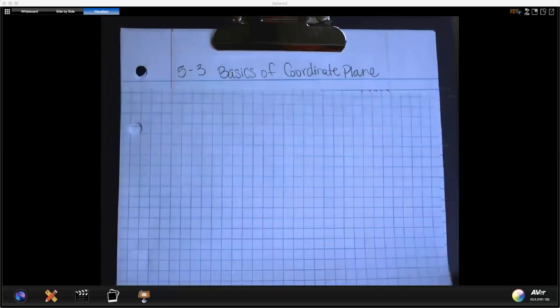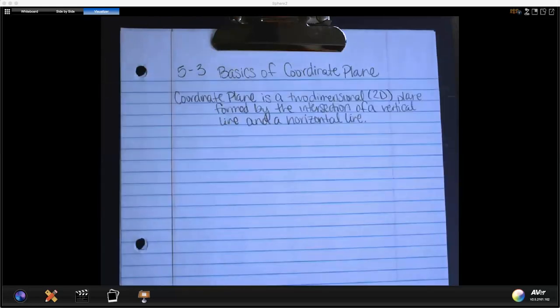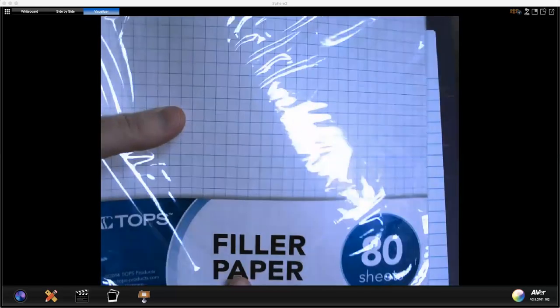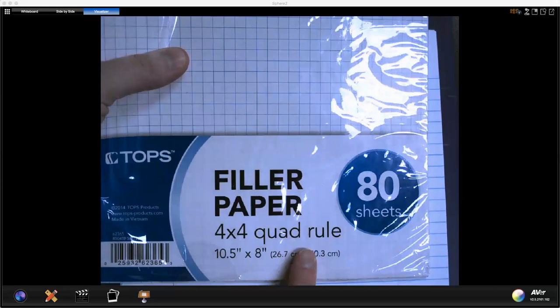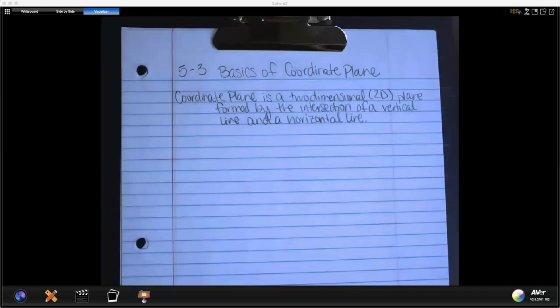So this paper is called grid paper, graph paper. I think it also sometimes is called filler paper, and quad paper. So if you want it, it's a pretty cheap buy, but it's not anything you guys really need. I'm just letting you know that it exists.